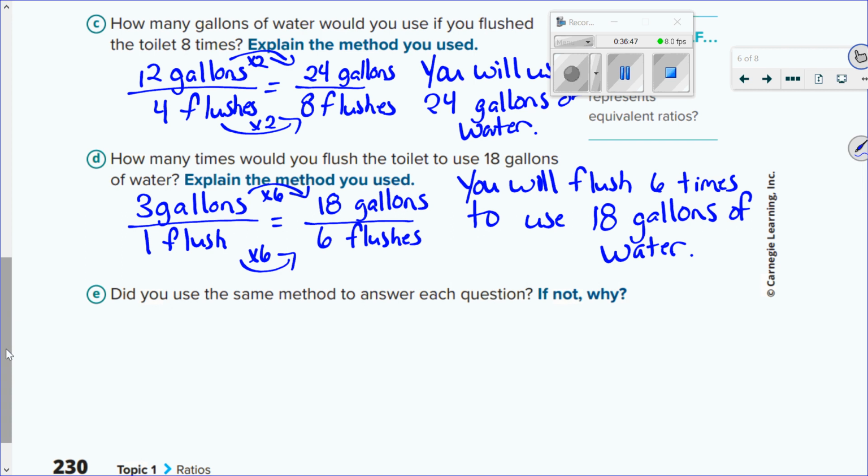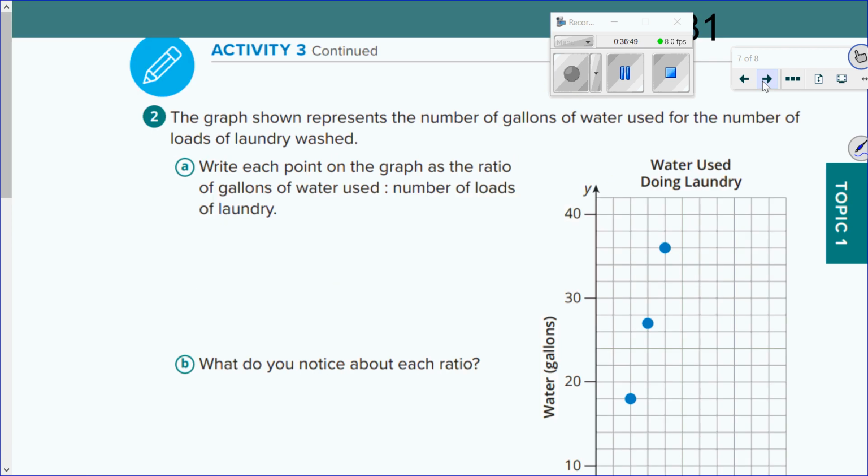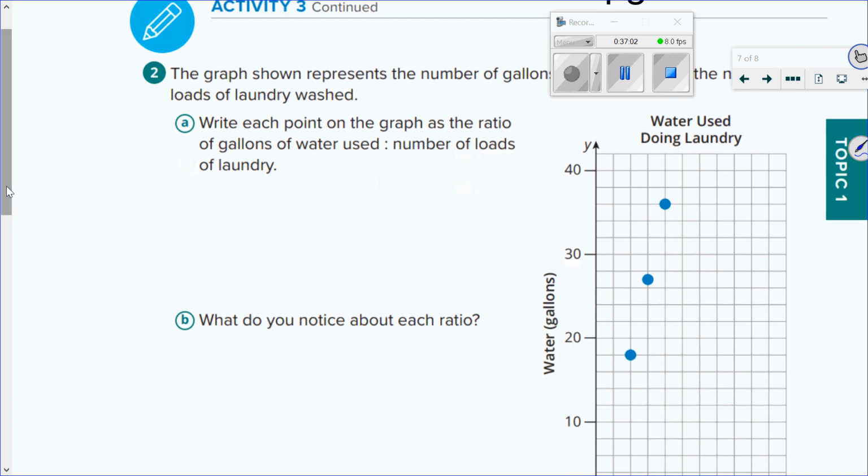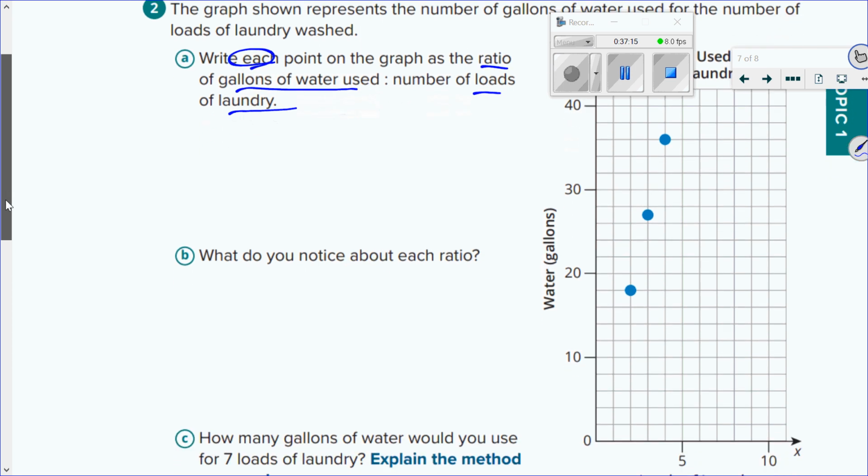Okay, next page. It is exactly the same with different numbers, so I'm going to give you 3 minutes to work on A through E. Go for it. Okay, guys, listen up. Write each point as a ratio, gallons water used to loads of laundry. Have a seat. Again, I hate that they did this because they reversed the way you should have done it. Normally the ratio should be X then Y.